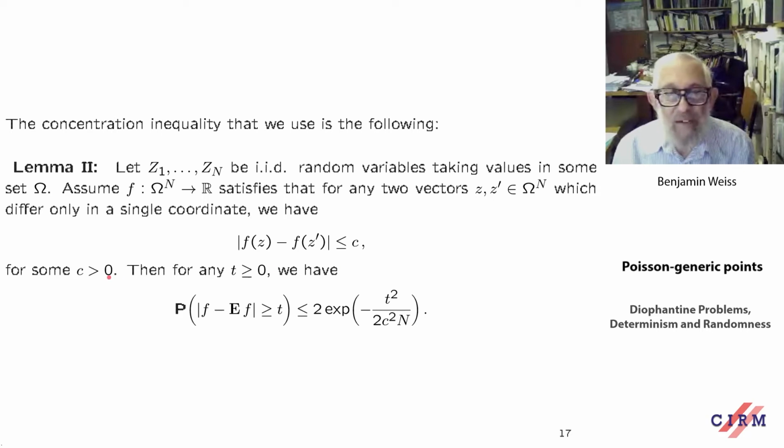And then for any t, the probability that the function deviates from its expected value by more than t is at most an exponential in minus t squared over 2c squared n. I think there's a typo here as well. The n should be upstairs, not downstairs. Okay.